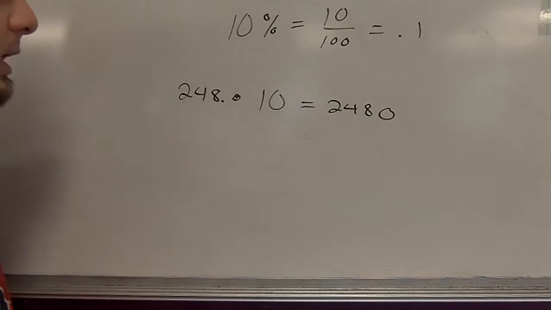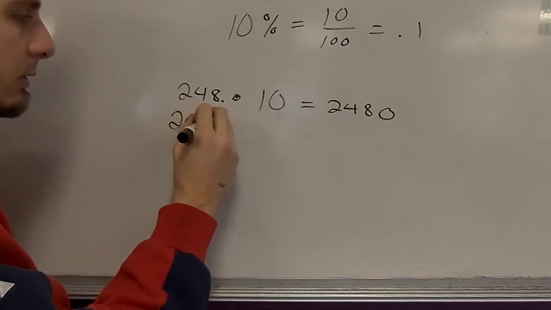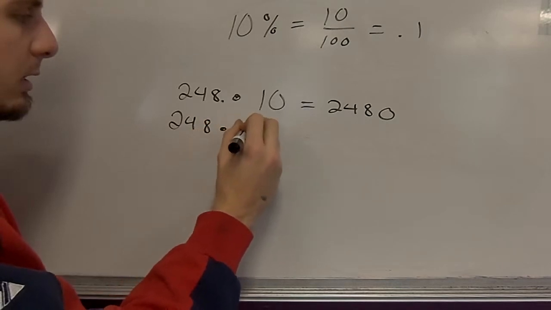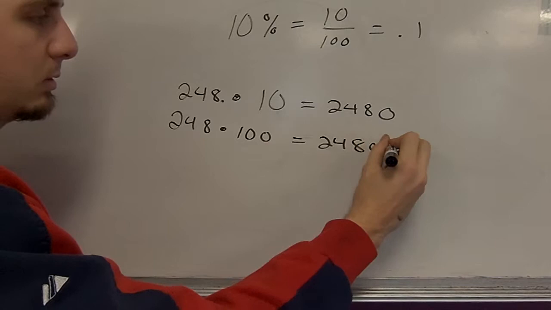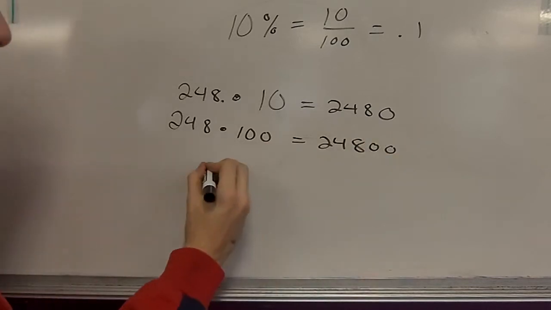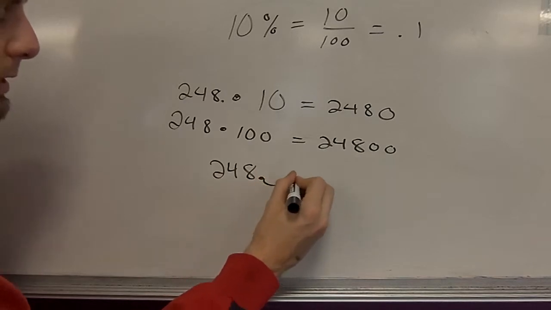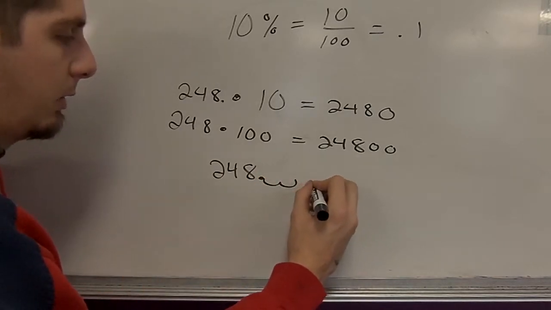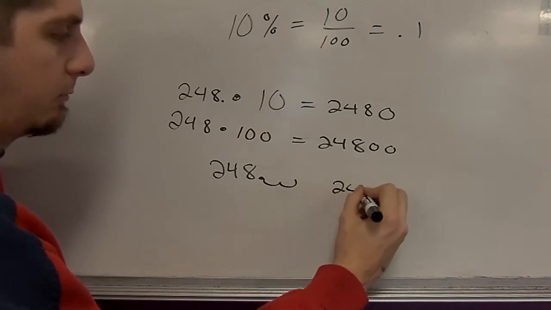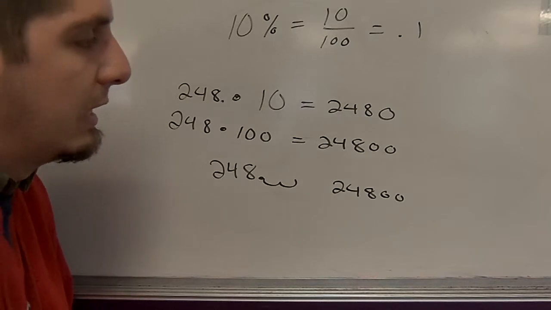A similar concept applies to multiplying by 100. The only difference is I now have a decimal that moves over two spaces. So 248 had a decimal right here, and it moves over two spaces. Those spaces are blank because they're actually zeros. So it would become 248 with two zeros on the end, which is 24,800.